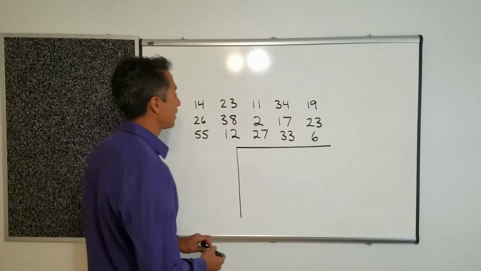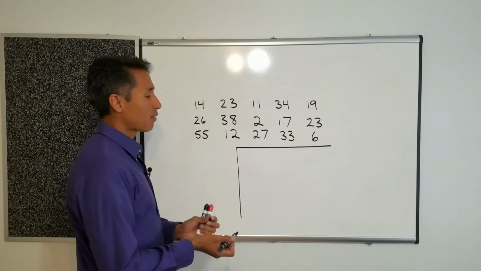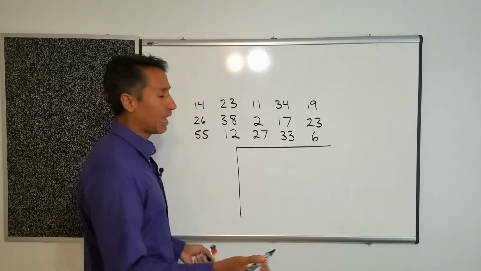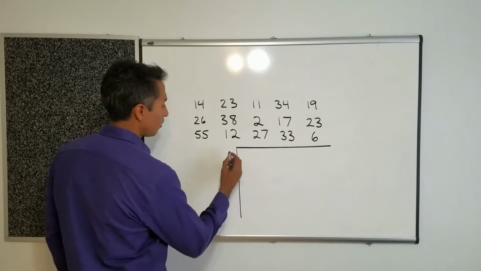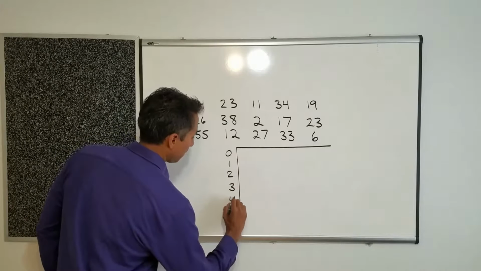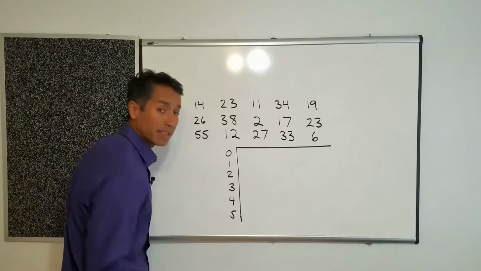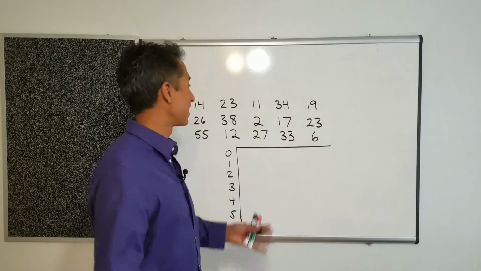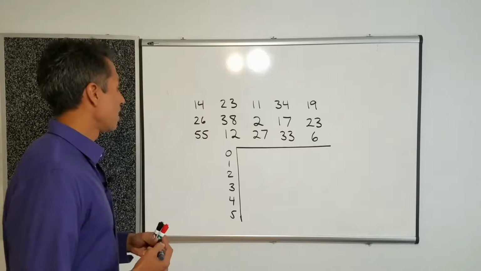What I mean by that is we have to write down all of the values that might show up in here. So I'm just going to go 0, 1, 2, 3, 4, and 5. If this doesn't make sense yet, that's okay. You're in the lesson, so let's get through this quick.